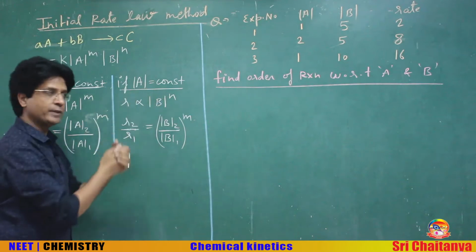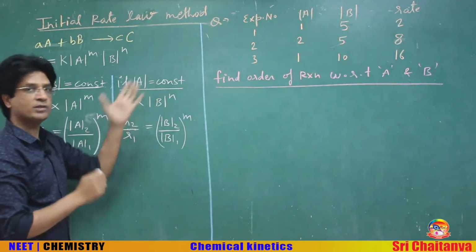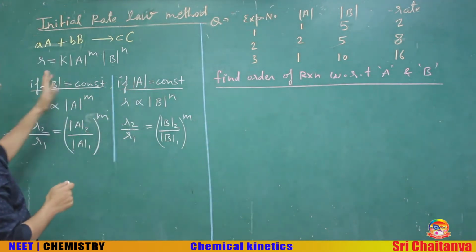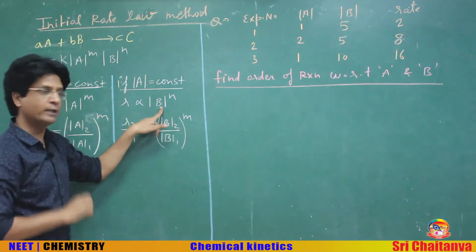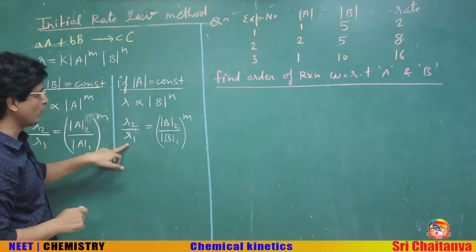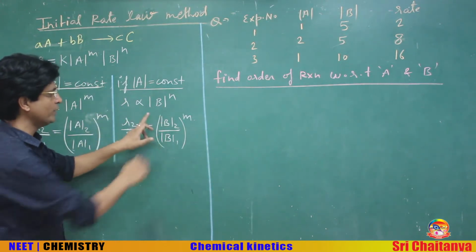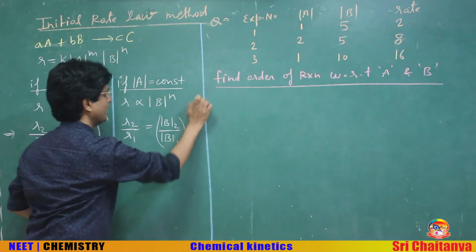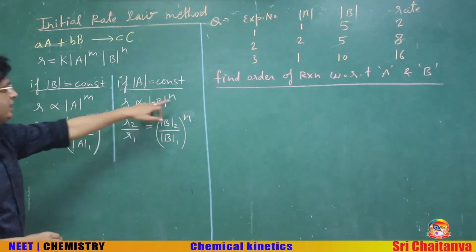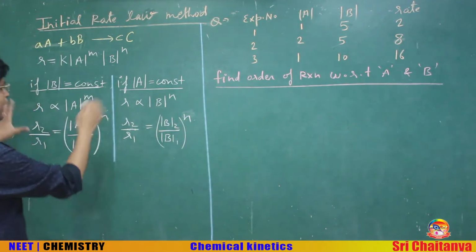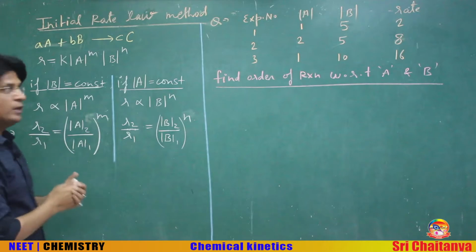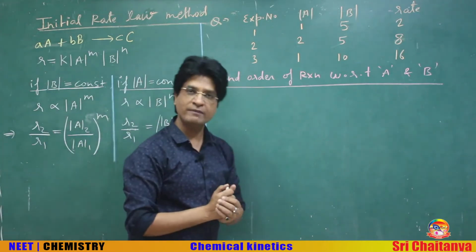Now in the second section, you keep the concentration of A constant. Now the rate will be proportional to concentration of B only. So I can say that R2 by R1 will be equal to B2 by B1 to the power of N, since the order is N actually. Now how will you handle the questions based on this aspect? This is the category of question which they give in NEET.